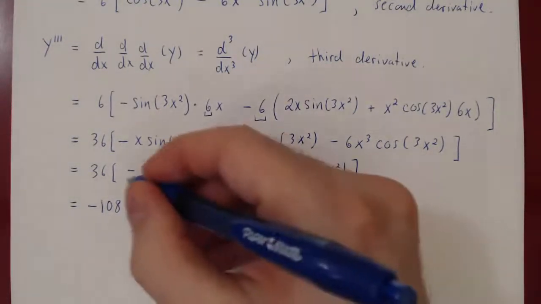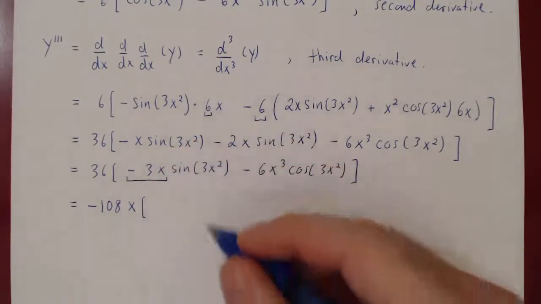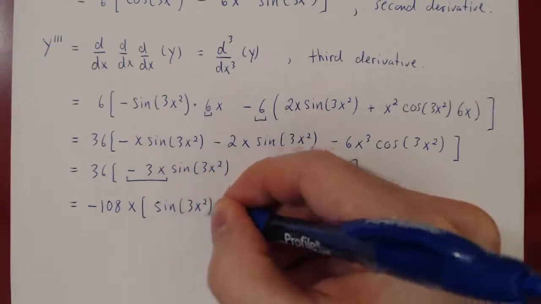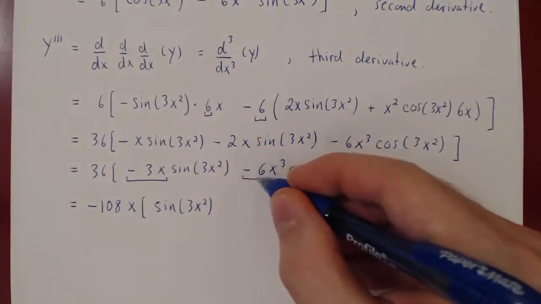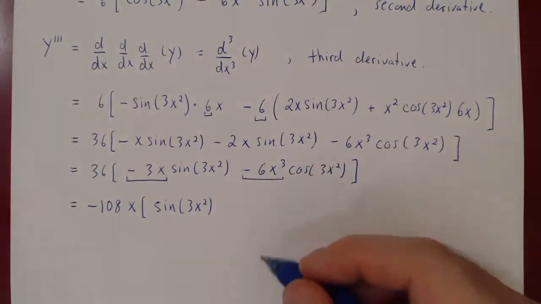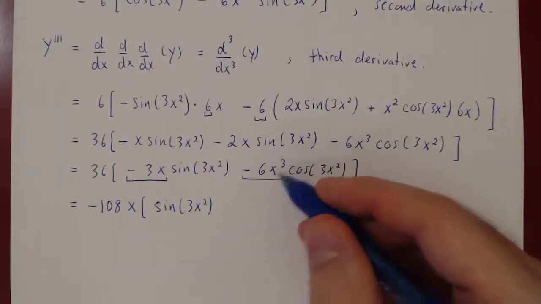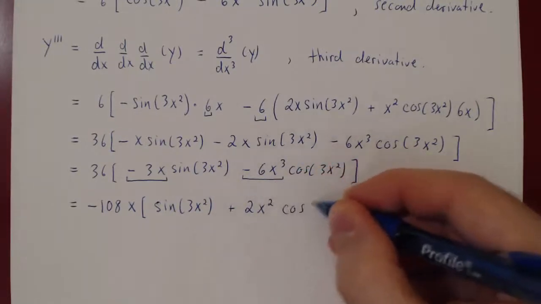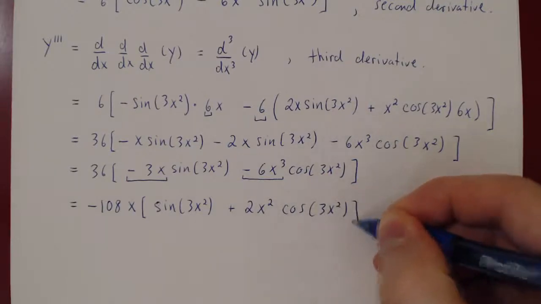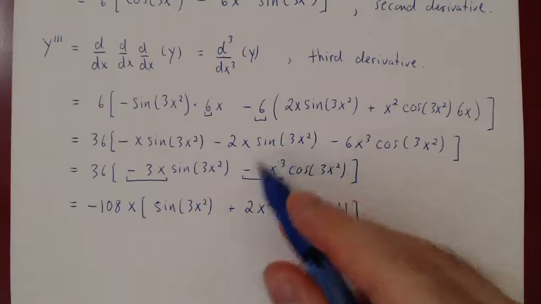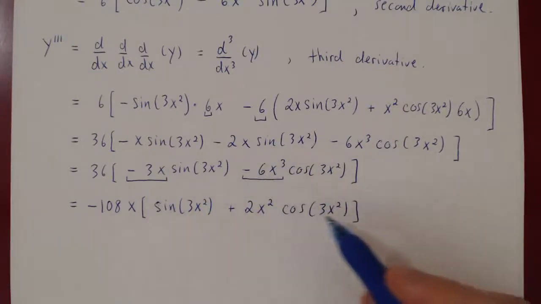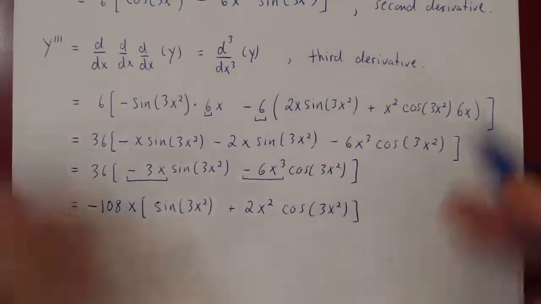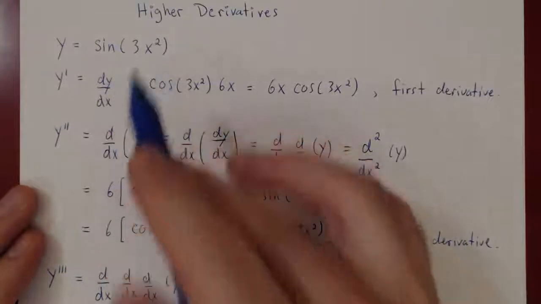And now we are left with, well, we pulled out the negative 3x, which leaves us with a sine of 3x squared. We pull that from here a negative 3x as well, which will leave us with a positive 2x squared times the cosine of 3x squared. Right? Multiply this by negative 3x and you get negative 6x cubed. This is as simplified as can be, and so we have now the third derivative of the function y, which was sine of 3x squared.